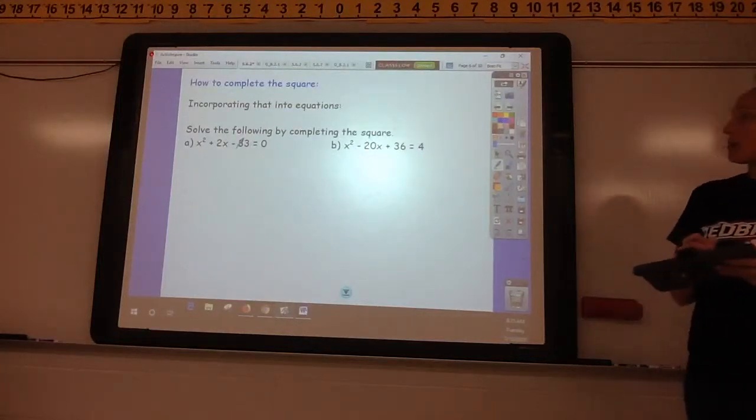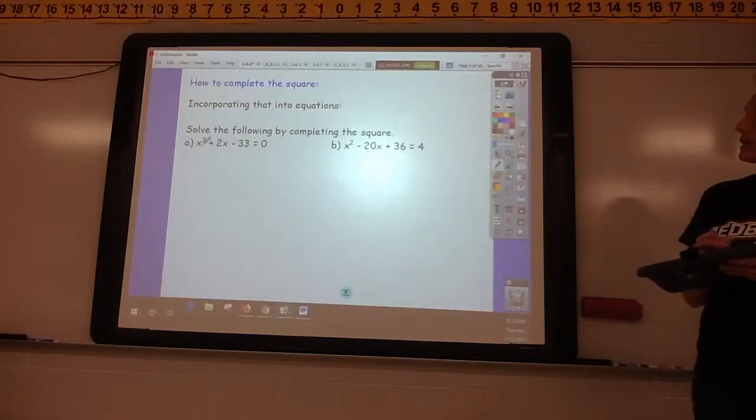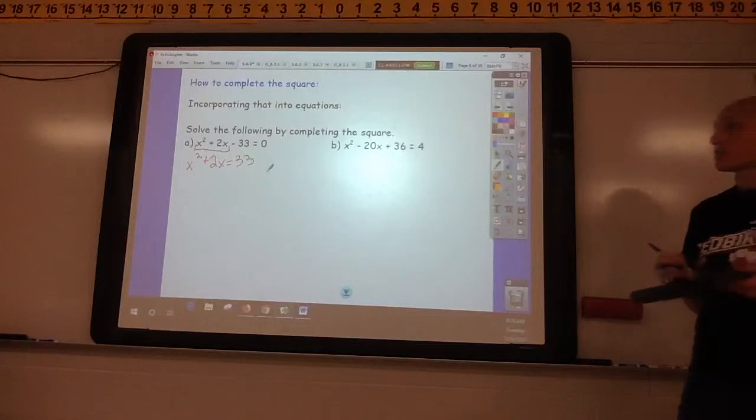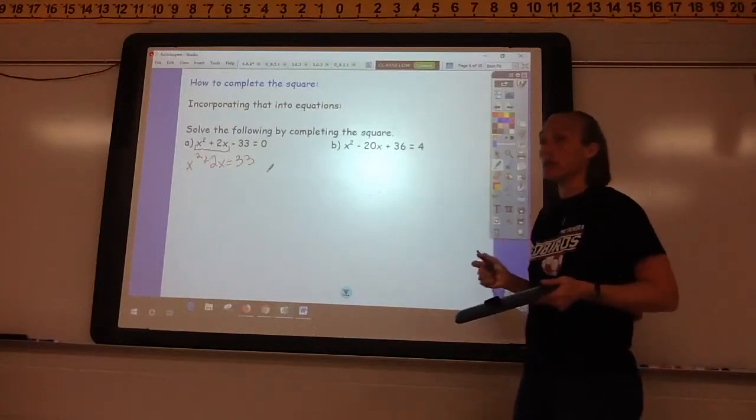So when we want to complete the square, we want to add our 33 to the other side. We want to get it out of the way, because we're going to complete the square with this x squared and this 2x. So I'm going to move it to the other side, and I can do that by adding. So it's going to be x squared plus 2x equal to 33.